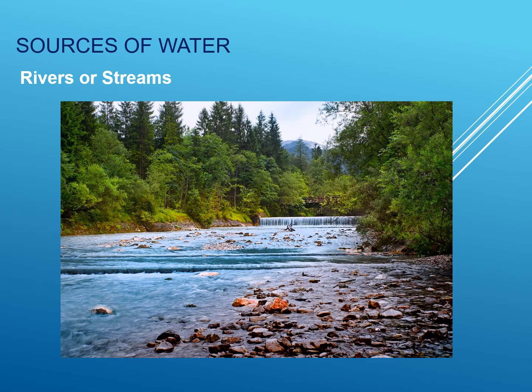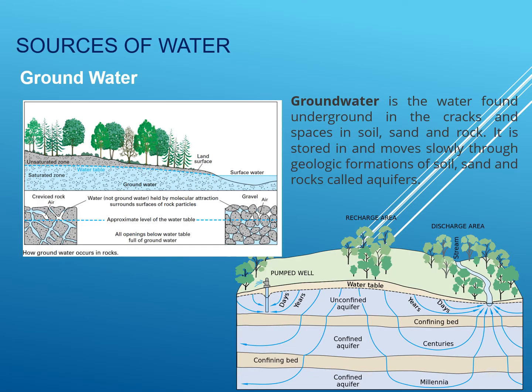Now, many of you have been dependent on your water utility services. Where do they get the water? One source is the river or stream. Another source is the groundwater. This is where you use deep well pumps. Groundwater is the water found underground in the cracks and spaces in soil, sand, and rock. It is stored in and moves slowly through geologic formations of soil, sand, and rocks called aquifers.